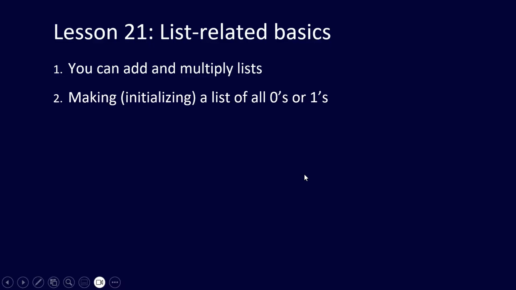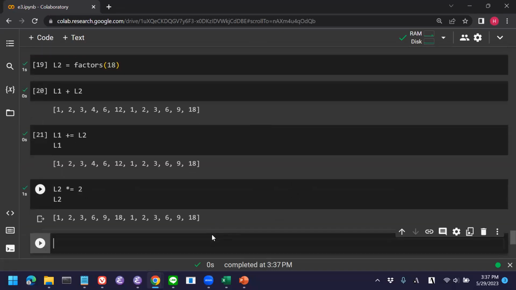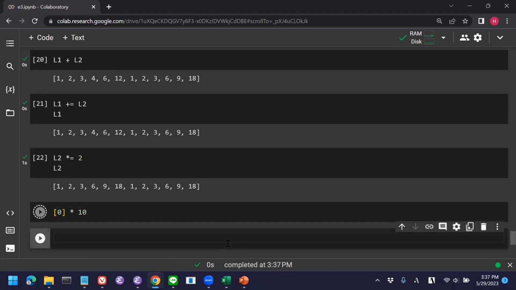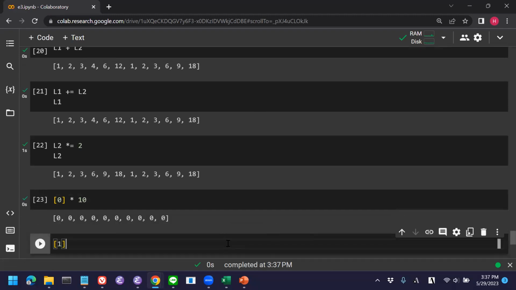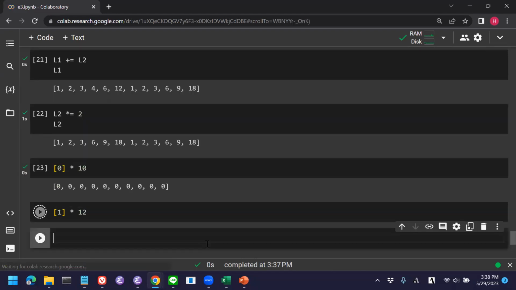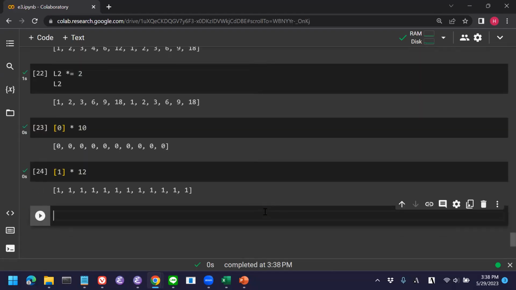Making or initializing a list of all zeros and ones. Suppose we want a list of length 10 consisting of all zeros. In that case, you can get it by multiplying a list of zero 10 times. Likewise, if you want a list of length 12, all consisting of ones, you can do it like this.